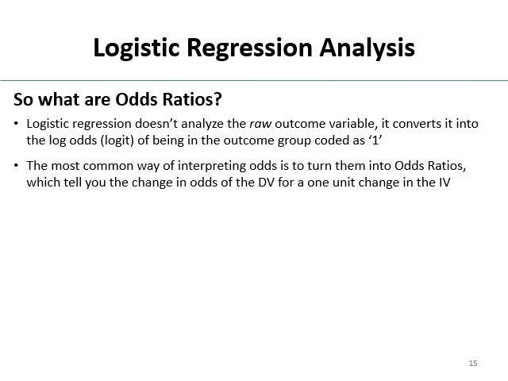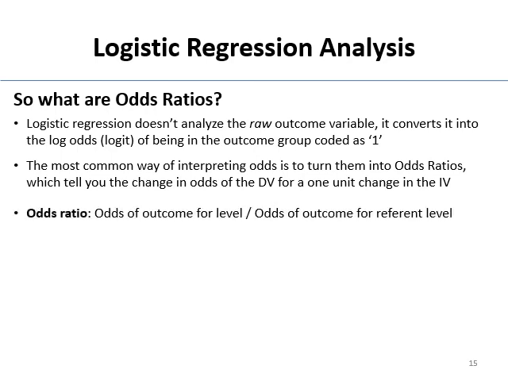The most common way of interpreting odds is not to look at the odds themselves, but to turn them into what are called odds ratios, which is what we're talking about here. They tell you the change in odds of the DV for a 1 unit change in the independent variable. Back in linear regression, the B parameters told you the change in the Y variable for a 1 unit change in the X variable. This tells you the change in odds of being in the group coded 1 for a 1 unit change in the independent variable. An odds ratio is the odds of the outcome for a level divided by the odds of the outcome for the referent level.